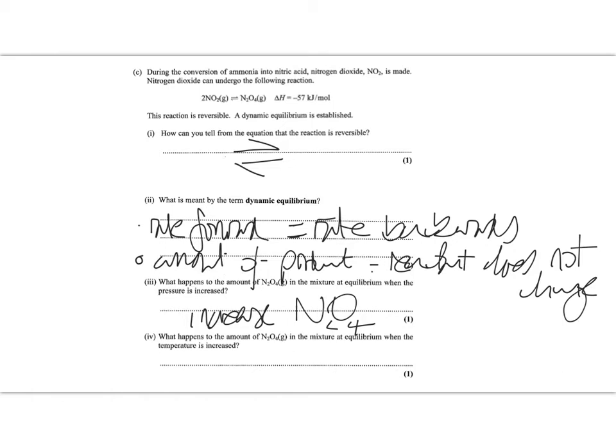And what happens when temperature is increased? Well, when temperature is increased, the reaction moves to the endothermic direction. The reaction almost tries to absorb the energy that you yourself have added through increasing the temperature. So we need to look at this bit of information here. Now, this tells us that delta H is negative, and that means the forward reaction is exothermic, which means the backward reaction is endothermic. So when the temperature is increased, the reaction moves in the endothermic direction, so we decrease the amount of N2O4.